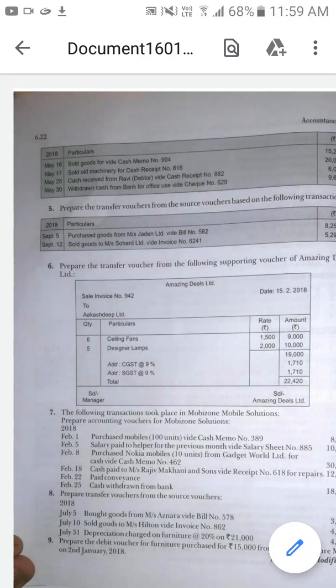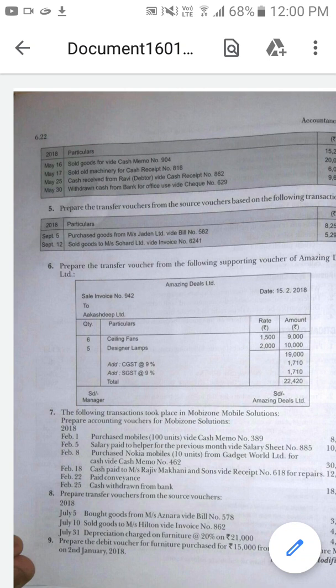By seeing the supporting voucher, we should analyze whether it is a credit sale or a credit purchase. By seeing the voucher, the name of the person is Amazing Deals Limited, there is a date, and there is only one clue, that is the sales invoice number. So who will prepare that voucher? A sales invoice is a voucher which is prepared by the trader, that is the seller, and sent to the purchaser. It is a theory part.